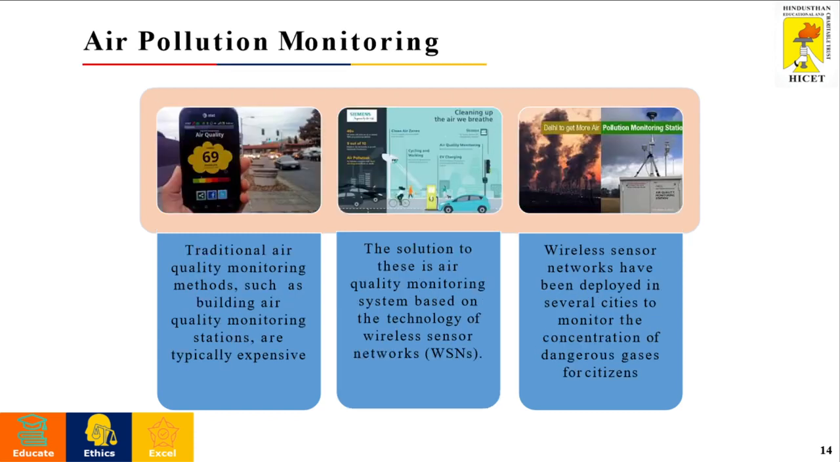The second application is air pollution monitoring. Traditional air quality monitoring methods, such as building air quality monitoring stations, are typically expensive, so we have to look for an alternative. In the case of wireless sensor networks, the solution is an air quality monitoring system based on wireless sensor network technology. These sensor nodes, deployed in several cities, monitor information like the concentration of dangerous gases for the citizens.